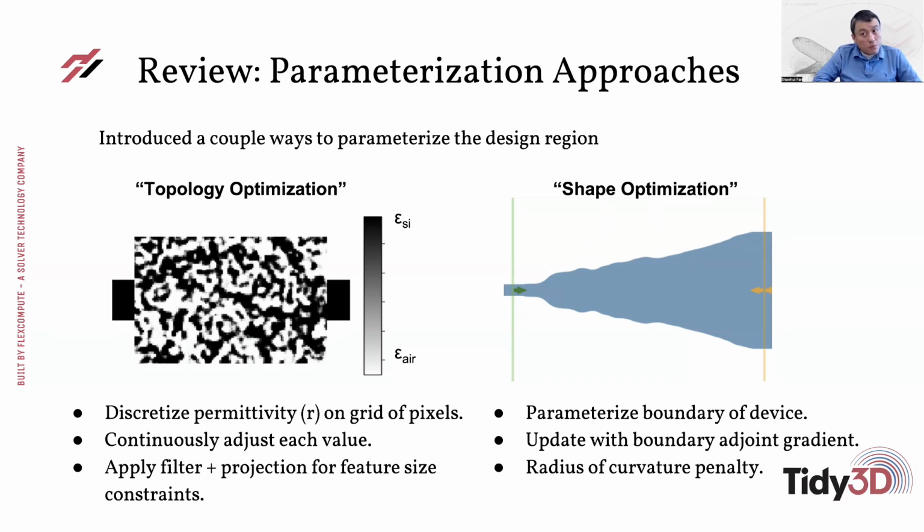So up to this point, we talked about two things. We talked about topology optimization, where we discretize the permittivity on a grid of pixels, and then we continuously adjust the value of each pixel, but we apply filter and projection for feature size constraint. We also talked about shape optimization, where we instead parameterize certain geometric parameters that describe the boundary of the device, and then the gradient is applied all the way to these parameters.